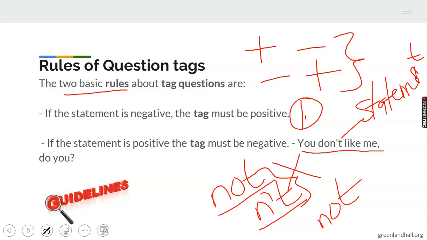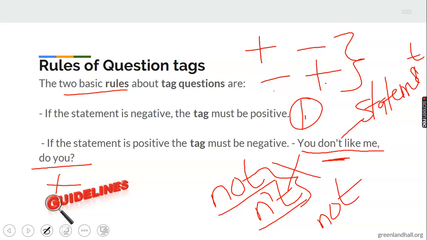So it has the not word in it. So that means this is negative, minus. So if it is negative, my tag must be positive. That means my tag should not have not in it. You don't like me. Look at the response. This is a tag. Do you? Do you? That means it's taking a positive word, positive tag. Remember here we have negative and positive and negative. So the rule is quite simple. The two basic rules: if you have a positive statement, the tag must be negative.